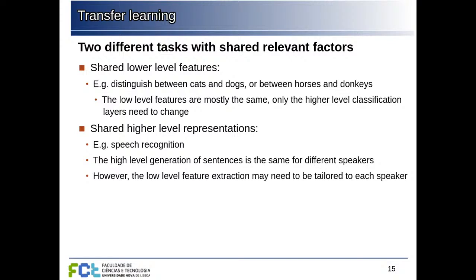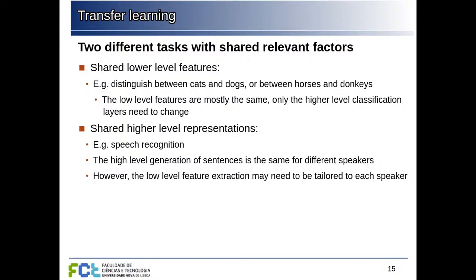This can be lower level features. For instance, we have networks trained to distinguish between some categories of images like cats and dogs and so on, and we want now to train a network for different categories like horses and donkeys, but the low level features, the edges, the shapes, the colors, detecting those patterns are probably the same. So we can do like you did last week, take the first part of the network, reuse it as it is, and just train another part to do different things with those features.